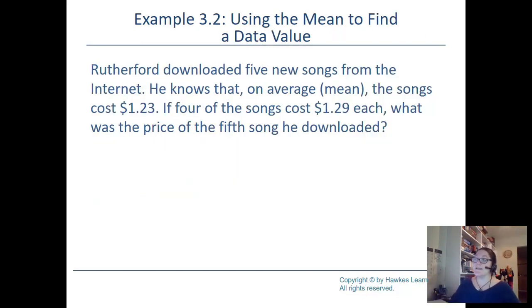Okay, so our next example is Rutherford downloaded 5 new songs from the internet. He knows that on average, also known as the mean, the songs cost about $1.23. Now, if 4 of the songs cost $1.29 each, what will be the price of the 5th song that he's downloaded? So the first thing I want to make note of is that we are looking for the price of one of these songs.